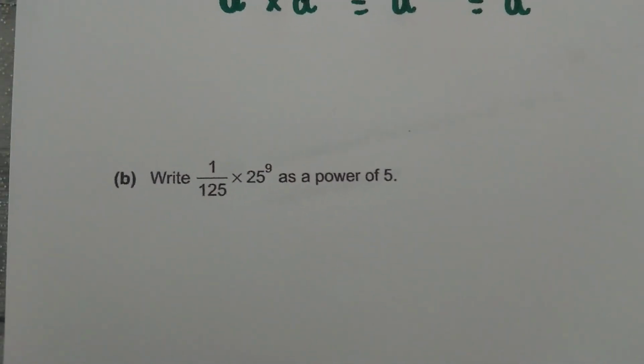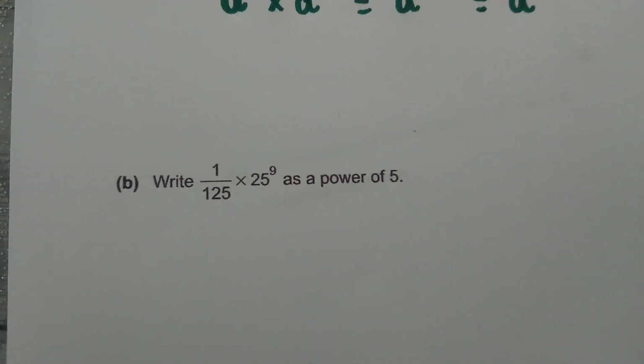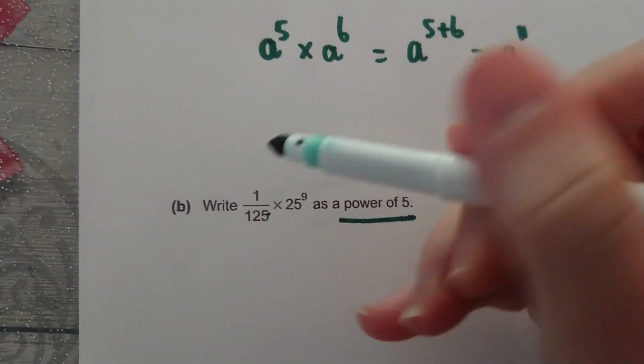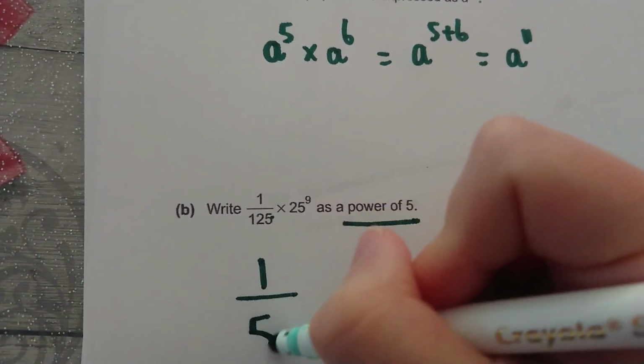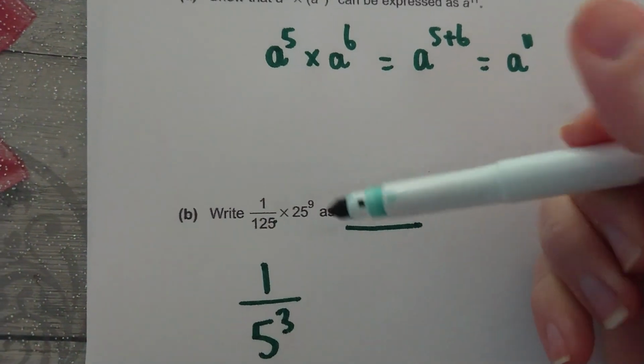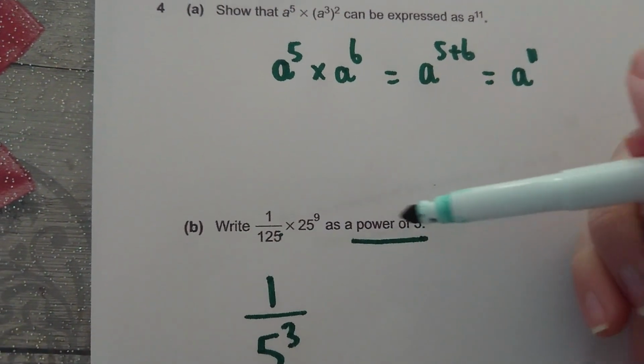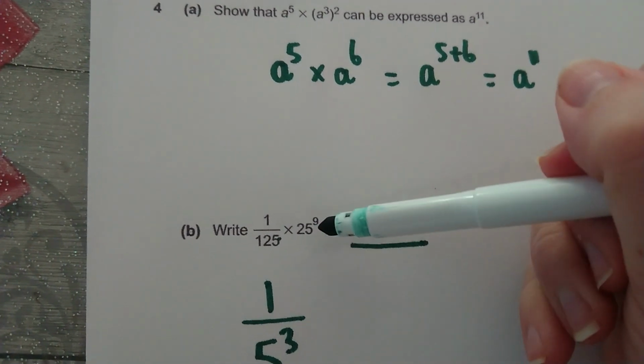Right, part B is a little bit trickier. So writing this as a power of 5. So 125, I know that is 5 cubed. So whenever it says as a power of something, always try and look how can you write the numbers in here as a power of 5.